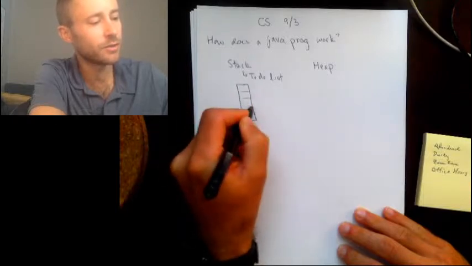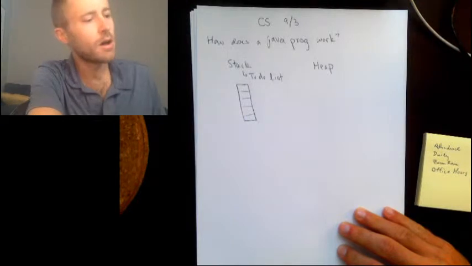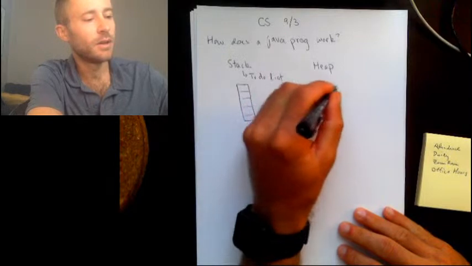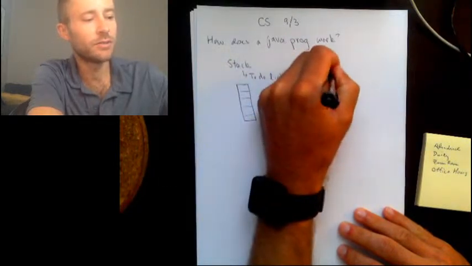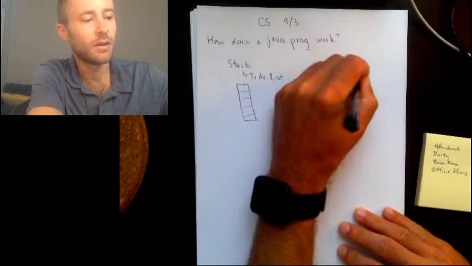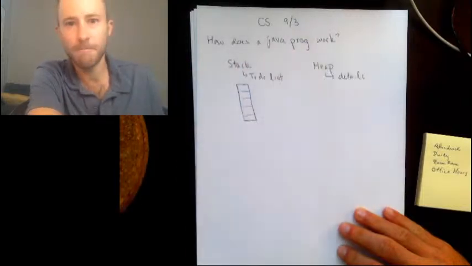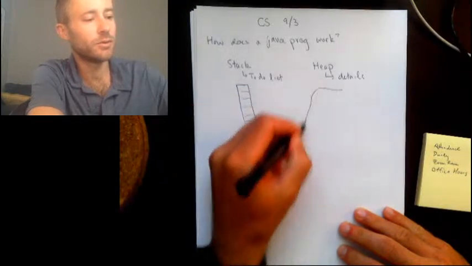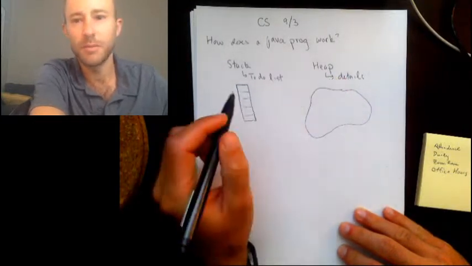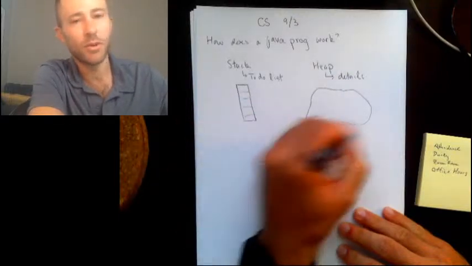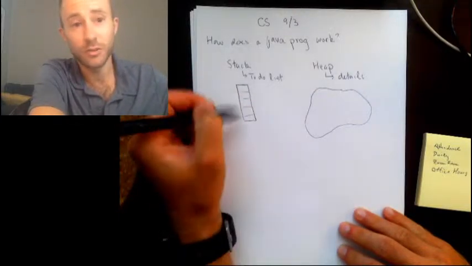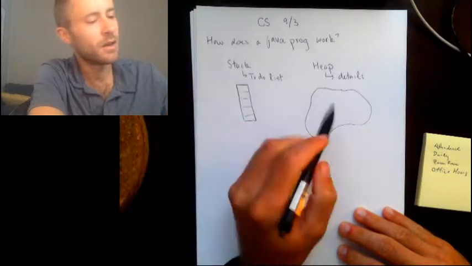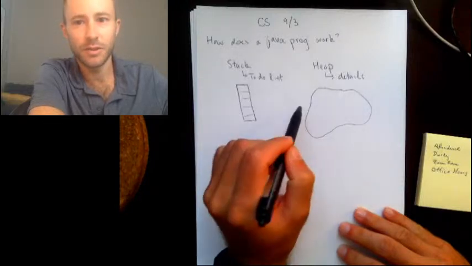It's got a list of instructions, okay? And then the heap is sort of the details of those instructions. The heap is usually drawn as a blob. It's just memory within your computer. The stack is also memory within your computer, but it's containing the to-do list for the program, and the heap is containing all the details.